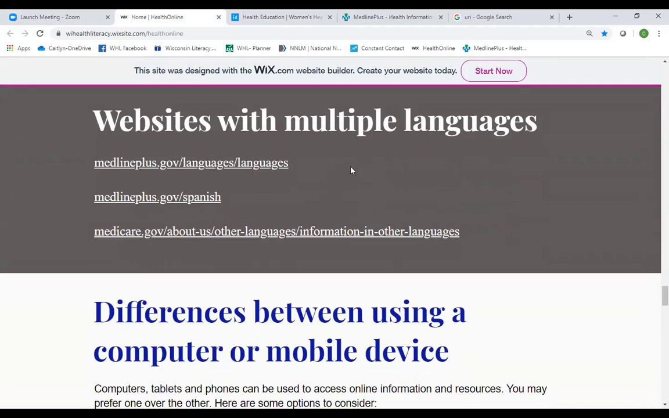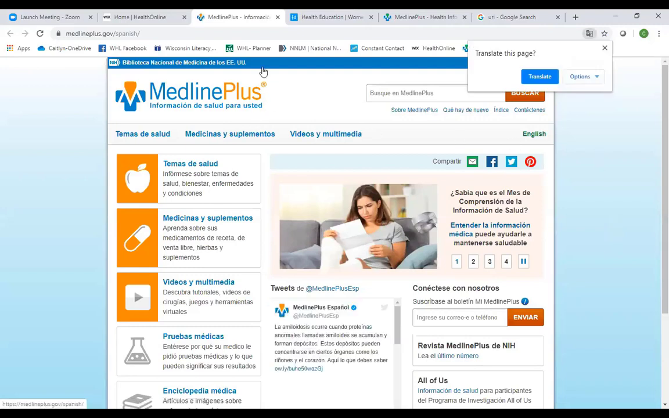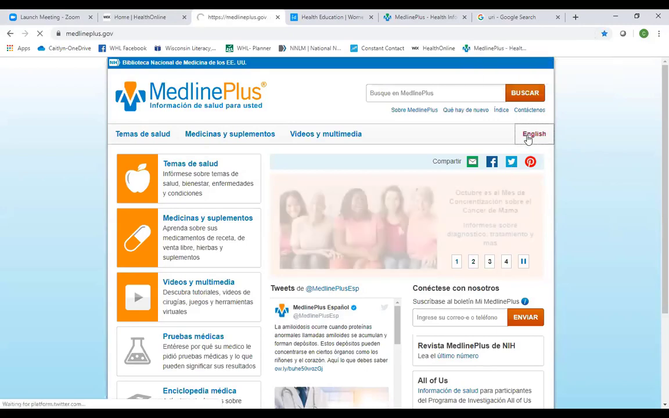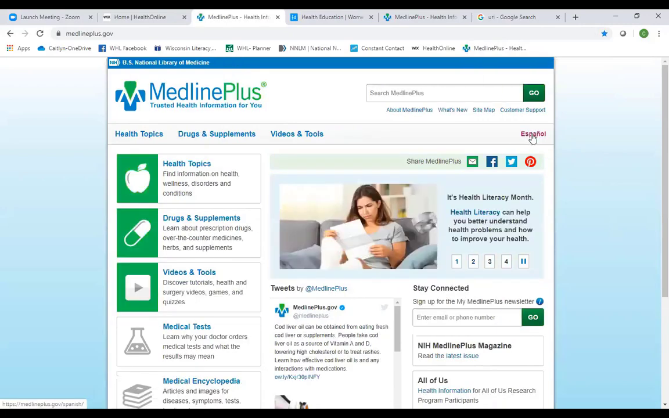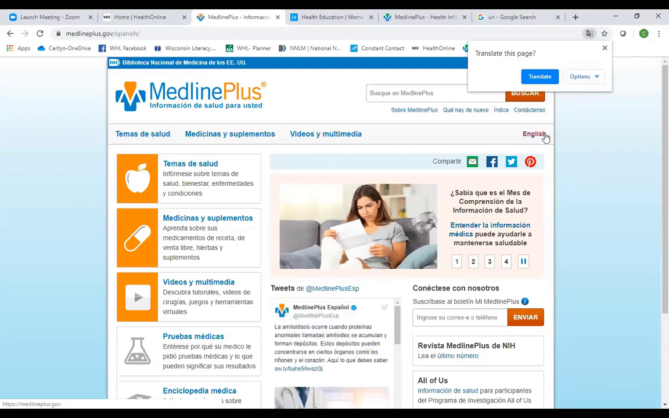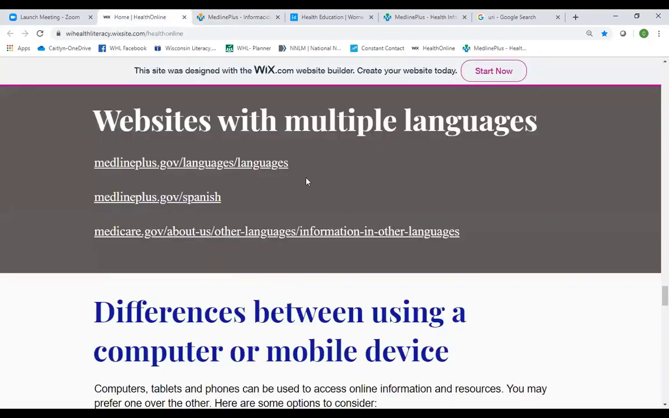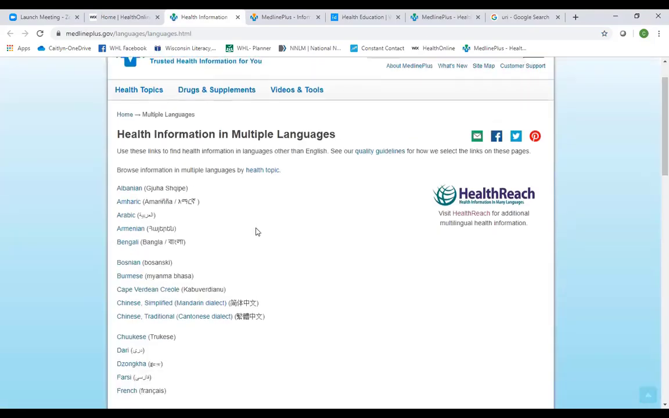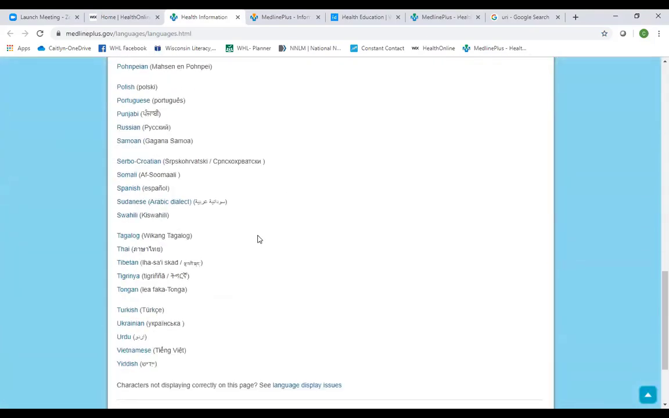After we get into the evaluations, we do a review of websites in multiple languages. This is becoming more and more popular. MedlinePlus is very awesome in that they provide immediate translation from English to Spanish in their materials. There's this button right here that goes from English to Spanish, which makes it very user-friendly. And then we talk about how they have over 48 different languages and materials translated as well.